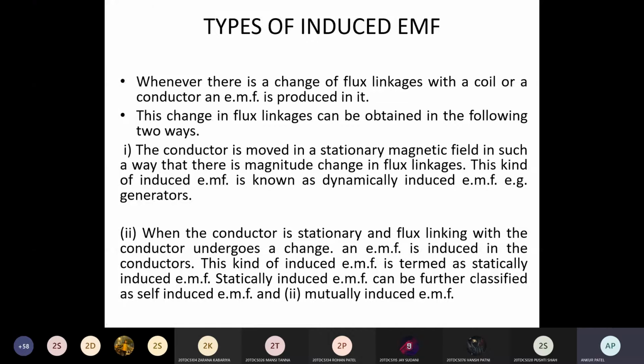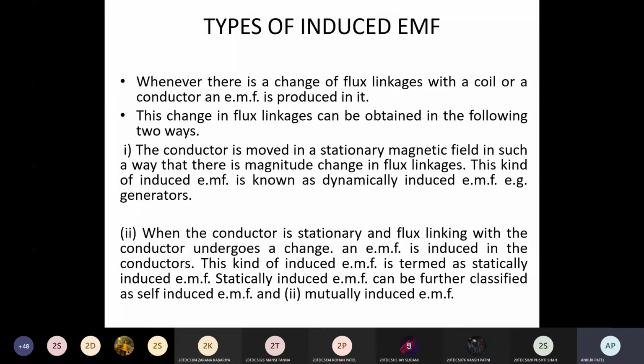We saw in last week the types of induced EMF. That is classified into dynamically induced EMF and statically induced EMF. When a conductor is moving inside a magnetic field, whatever EMF is induced is called the dynamically induced EMF. When we keep the conductor stationary and it comes in interaction with magnetic flux, EMF is induced, that is called the statically induced EMF.